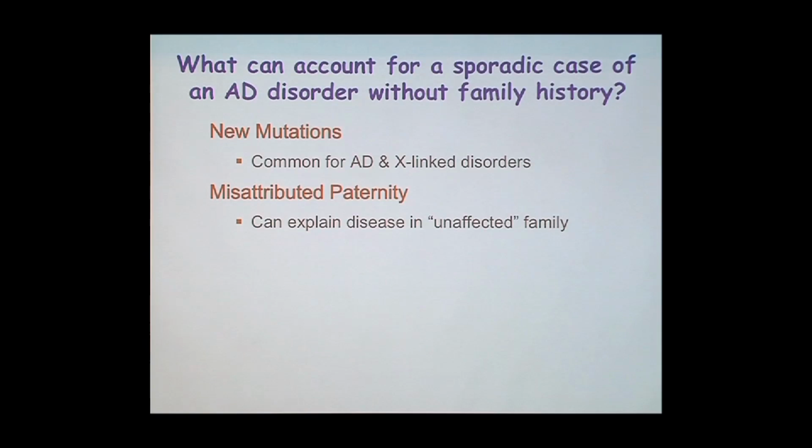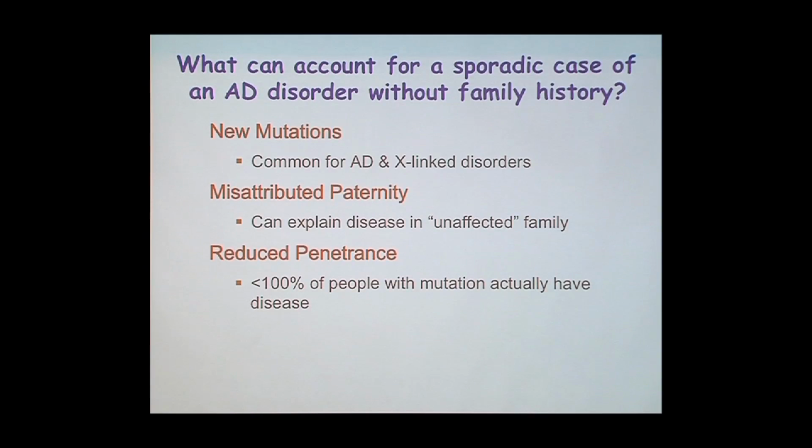Another reason that you might see a sporadic case of a disease in a family without a history is misattributed paternity. Believe it or not, there are studies that have shown that misattributed paternity accounts for about 5% of pregnancies. It's pretty high. Misattributed paternity means that the father you think is the father is not the father. And you can identify that by genetic studies, like forensic studies. So misattributed paternity means a different father. The person who's really the father might have the disease or might have a family history of the disease that you're not aware of at the time.